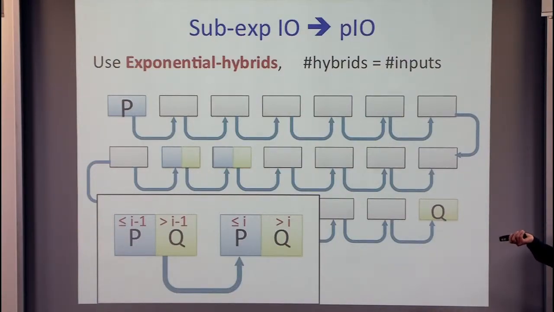And therefore, essentially the same proof works out as before. But as you can see, I will need something much stronger in order to absorb the effect of this exponential number of hybrids. Particularly, I would need iO to be sub-exponential, and I would need the output distribution to be more indistinguishable than the inverse of the number of inputs. Okay? With that, the proof goes through. And that's why with sub-exponential iO, we will get XPIO.